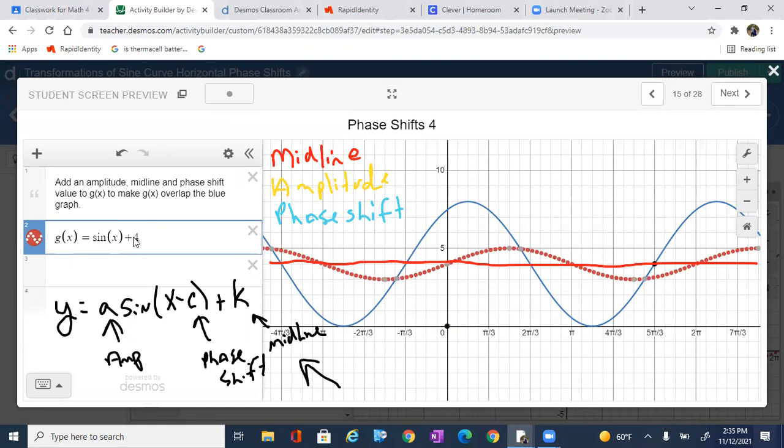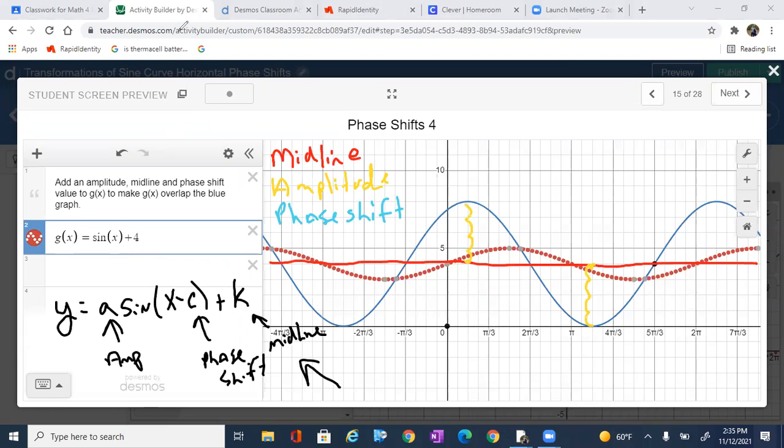The second step is going to be to find the amplitude. So I'm going to start at the midline and count down, and these are all by 1. So 1, 2, 3, 4. Or I could start here at the midline and work up. 1, 2, 3, 4. You can see the amplitude is 4.